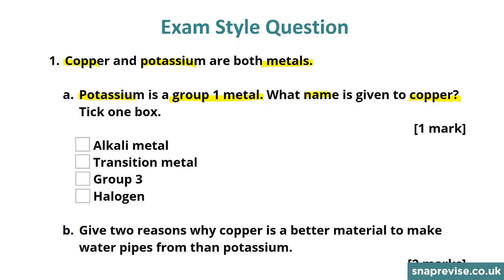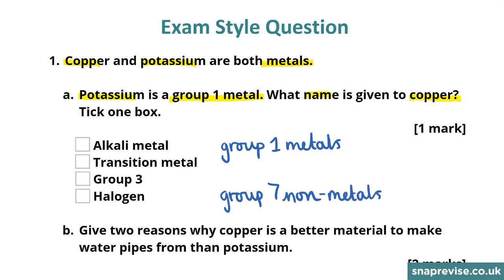In order to answer this question, you need to identify copper in the periodic table, which you'll always have with you in the exam. You then also need to remember some of the names given to the columns or groups in the periodic table. For example, the alkali metals is another name for the group 1 metals. And we were told in the question that potassium was a group 1 metal and therefore is an example of an alkali metal. In these options you can also see halogen, which is another name for the group 7 nonmetals.